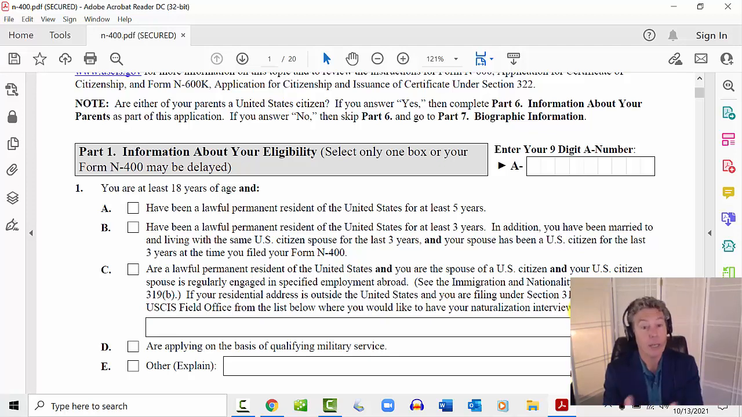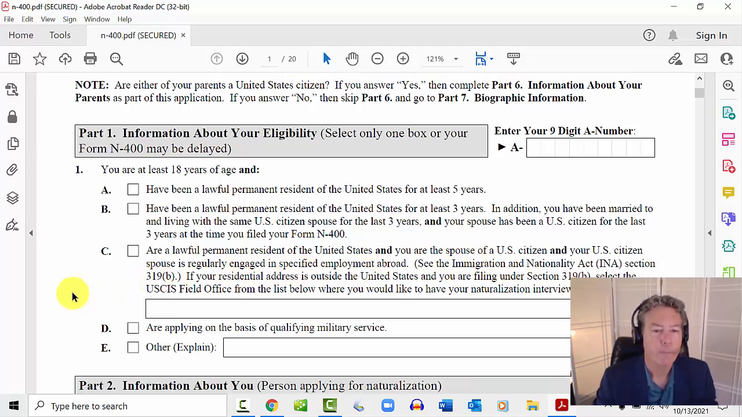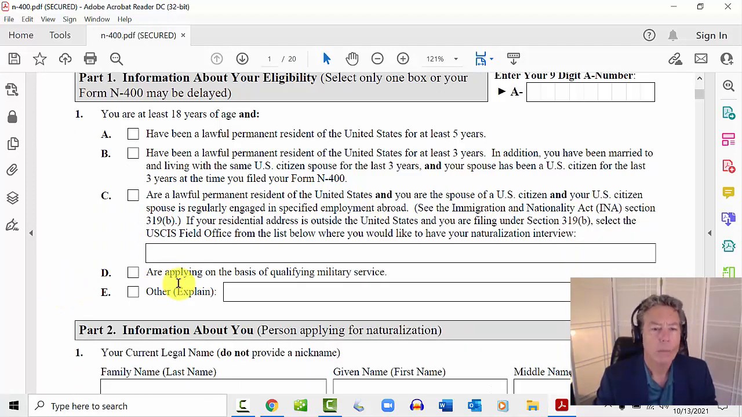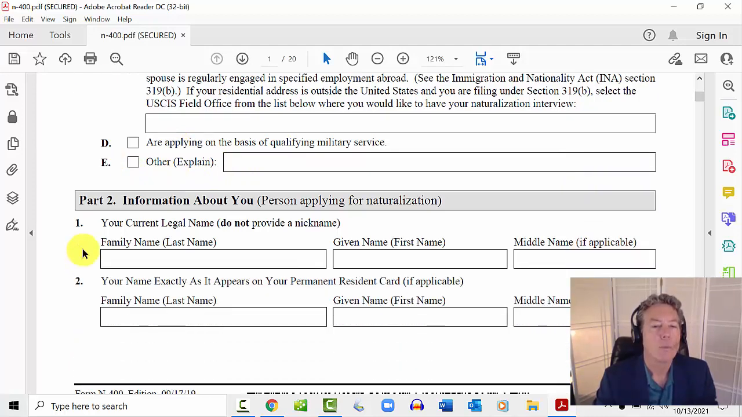But there's an exception here, and they want to know if you're going to be going under this exception because you've been living with a U.S. citizen who's working abroad. Or applying on the basis of qualifying military service or other. And there are some other bases, which we won't get into.